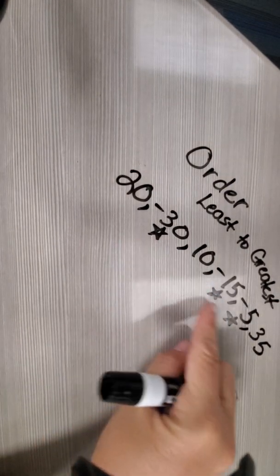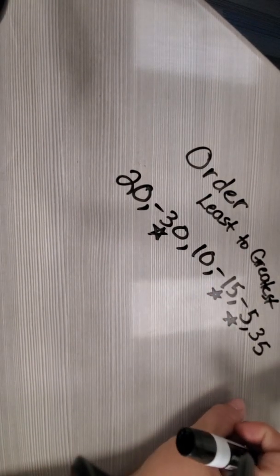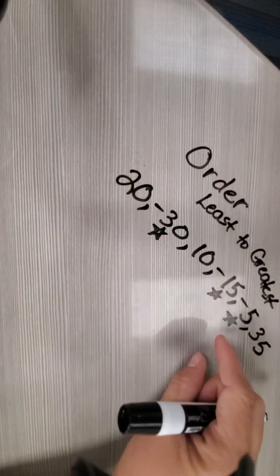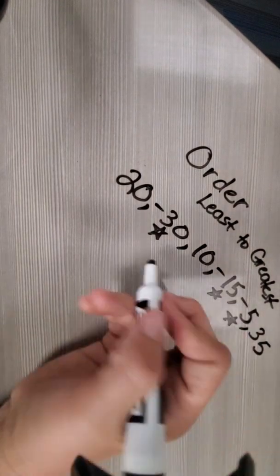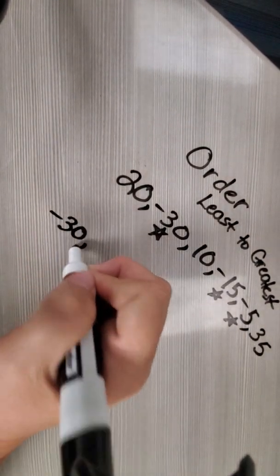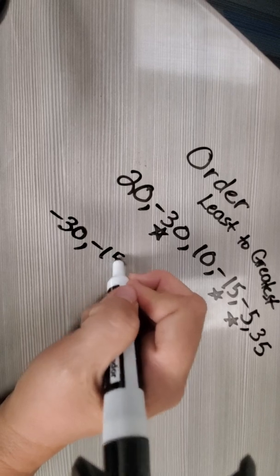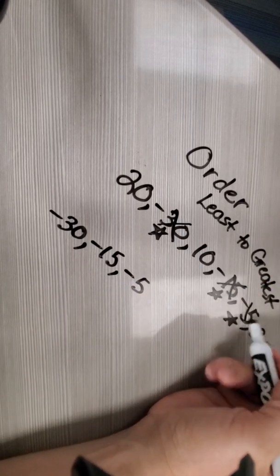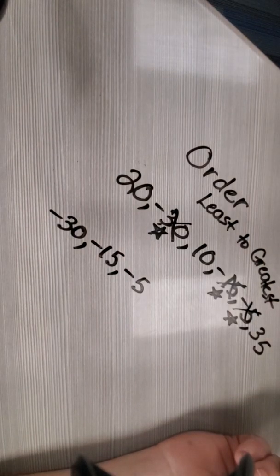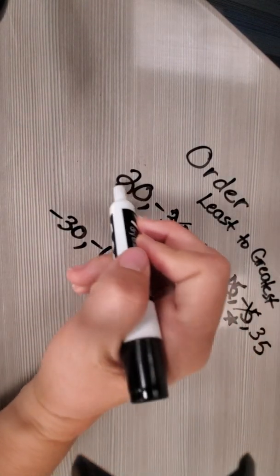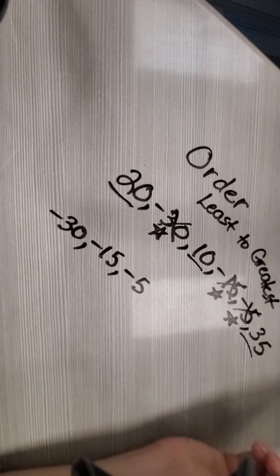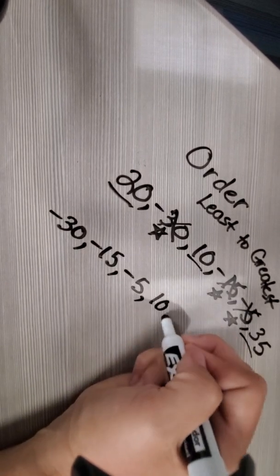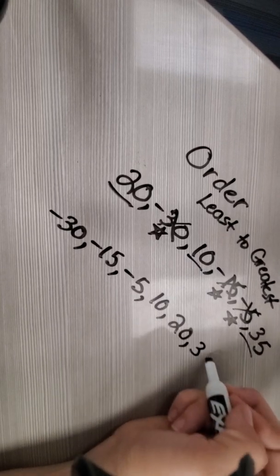So now I can just concentrate on these three negative numbers. Again, when you're thinking about your negative numbers, the larger the absolute value, the smaller it actually is. So this negative 30 would be my smallest number here, and then my negative 15, and then my negative 5. So I think it's a good idea when you're ordering numbers to mark them off after you use them. And that leaves me with these three positive numbers. If I order these three positive numbers from least to greatest, it would be 10, 20, and 35.